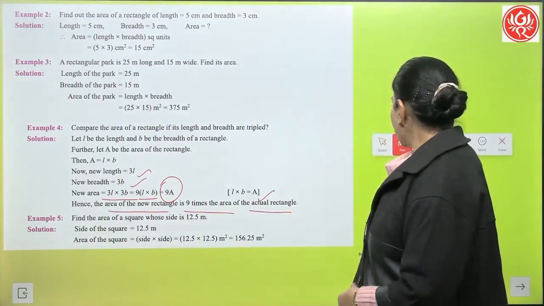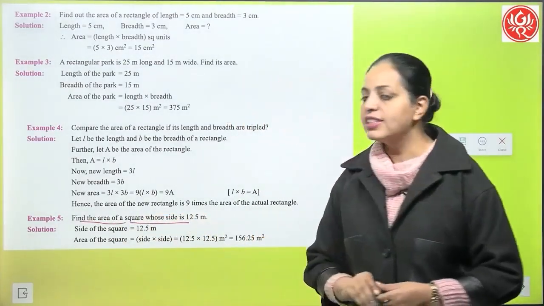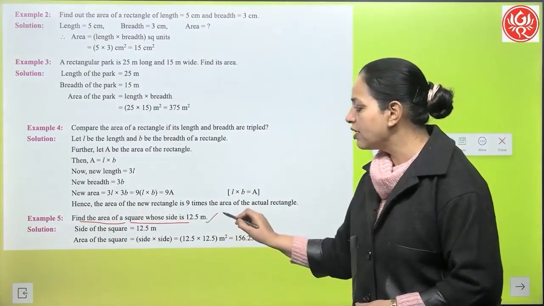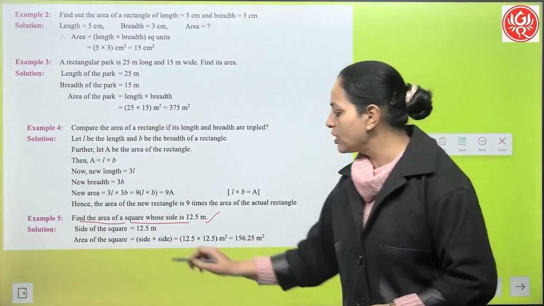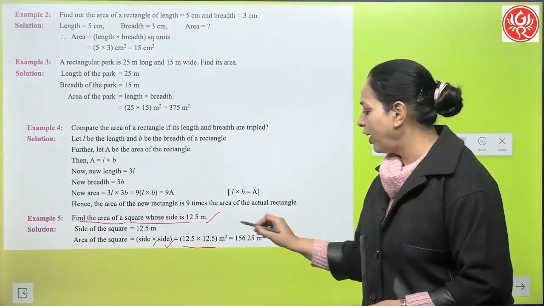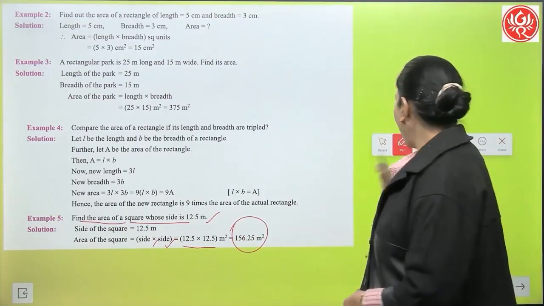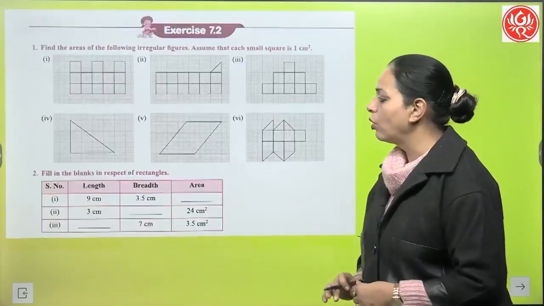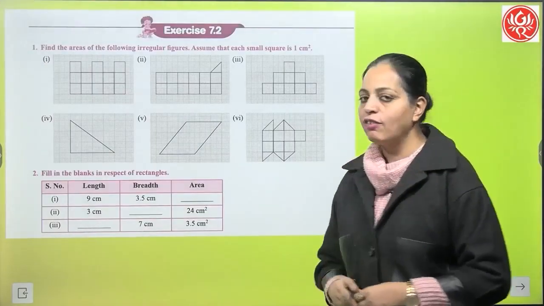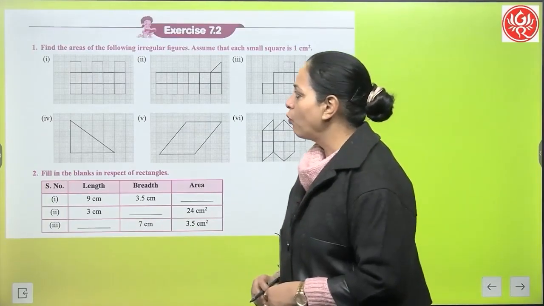Okay. Now example 5. Find the area of a square whose side is 12.5 meter. So what is area of square? Side into side. So 12.5 into 12.5, that is 156.25 meters square. Okay.